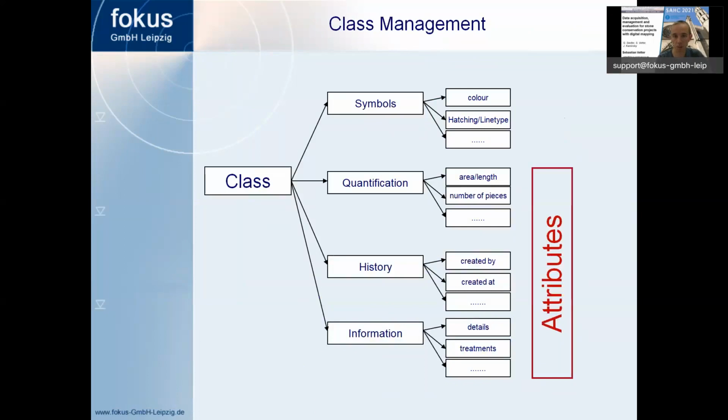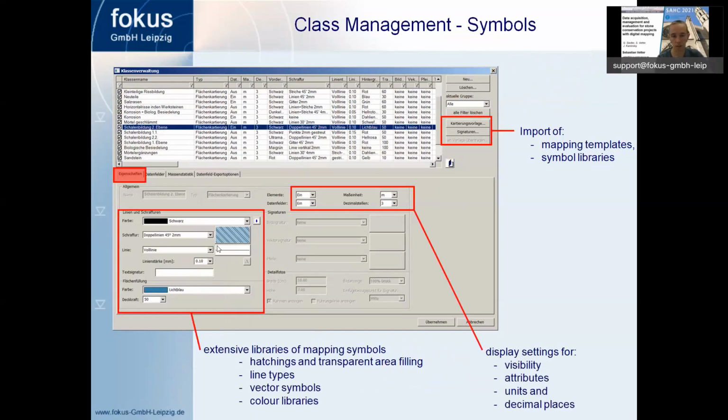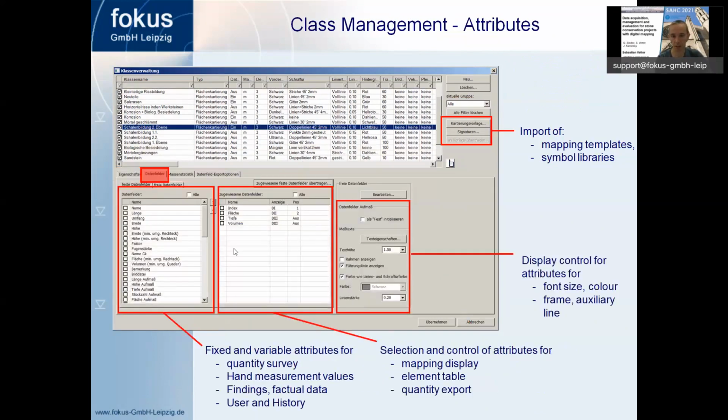For classes in MetigoMap, you can define the display setting, but you can also assign different attributes. And there are fixed attributes, maybe for quantification or history. And it's also possible to define user-defined attributes. Here you can see the class management. It's quite similar to the layer management in Autodesk. You can create classes or import classes. Each class has its special type, maybe for area or for line mapping. You can set the display and you can assign attributes.